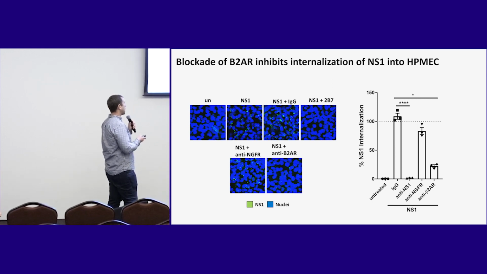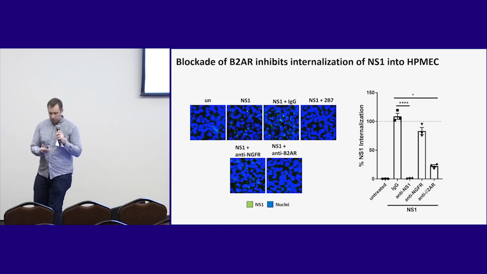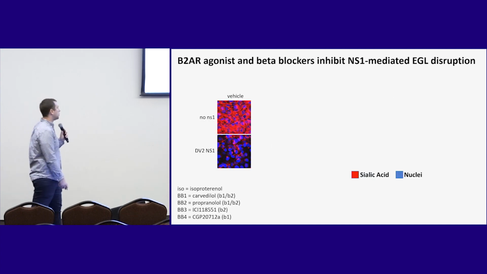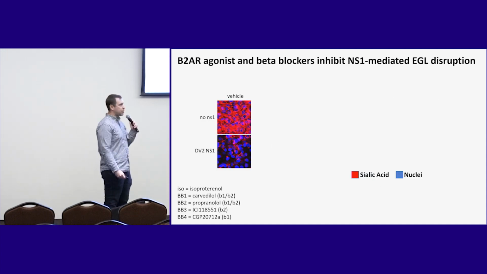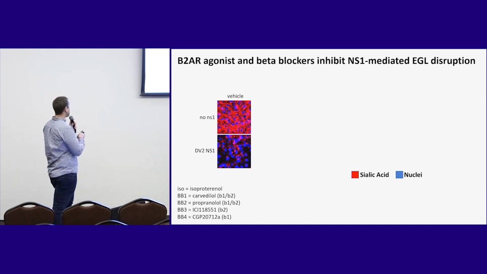An antibody against a different receptor identified in our screen, nerve growth factor receptor, NGFR, does not block this process, but an antibody against B2AR abrogates this process. So here we think that B2AR is involved. Using small molecule inhibitors, we can also monitor this. Here I'm showing you an EGL disruption assay. In red, we see levels of sialic acid on the cell surface.